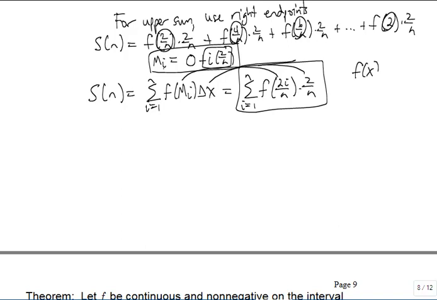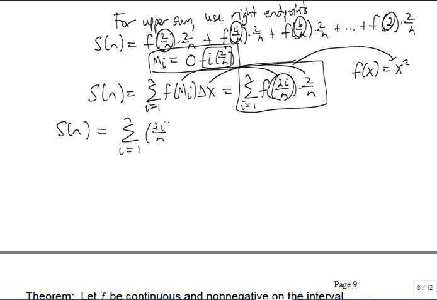Now remember that our function is the x squared function. So in order to progress from here, to move on to the next step, I'm actually going to take this 2i over n and I'm going to plug it into my function. So this upper sum would become the sum from 1 to n of 2i over n plugged into our function x squared. So it becomes (2i over n) quantity squared times that width.